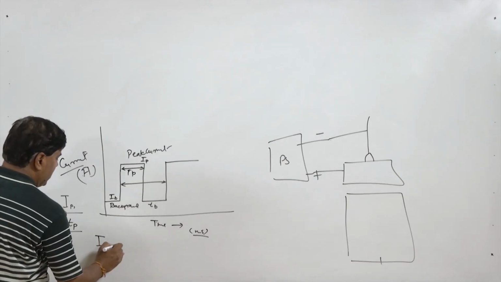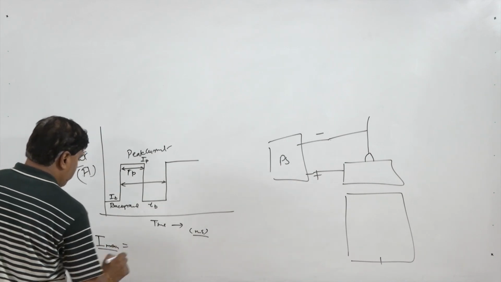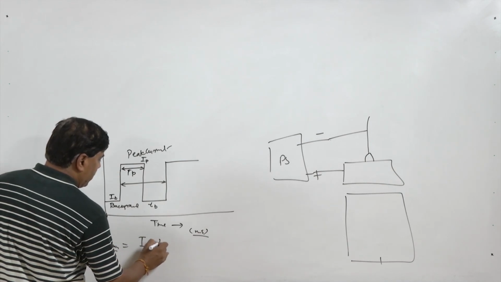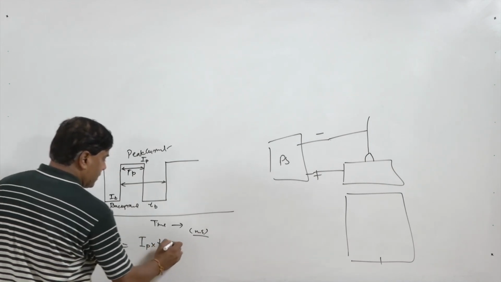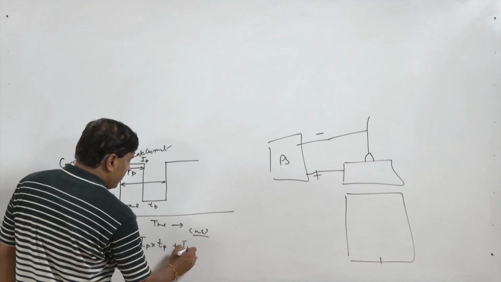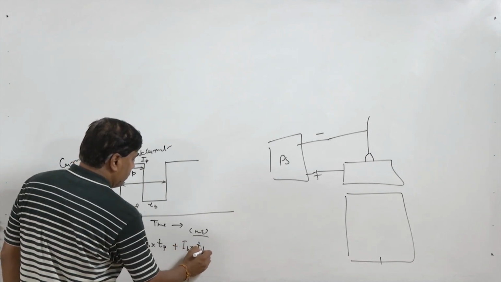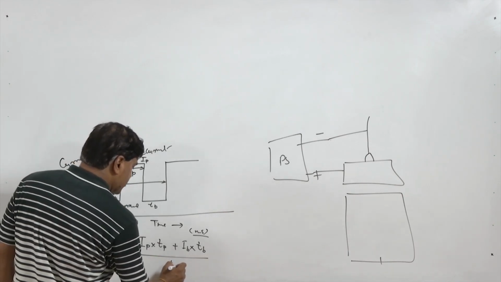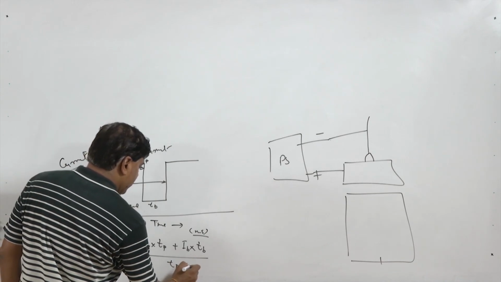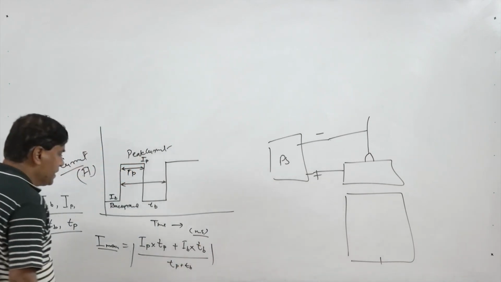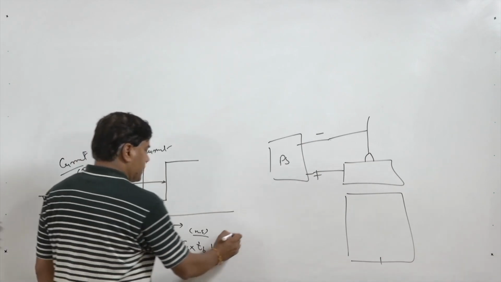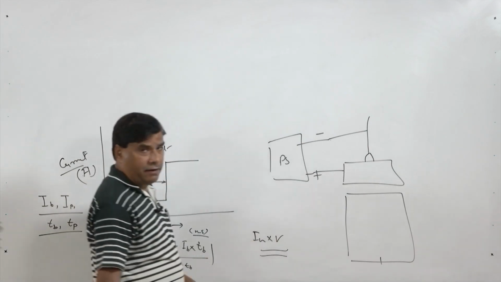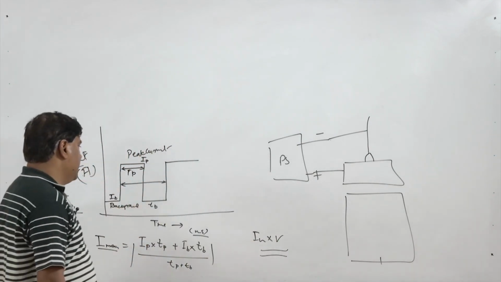So, I mean is determined, and for that purpose one simple equation is used: the value of the peak current multiplied by the duration for which the peak current exists, plus the value of the background current multiplied by the duration for which the background current exists, divided by the cycle time, that is TP plus TB. So, this is how the I mean is determined, and once the I mean is available, it is multiplied with the arc voltage to determine the power of the arc.